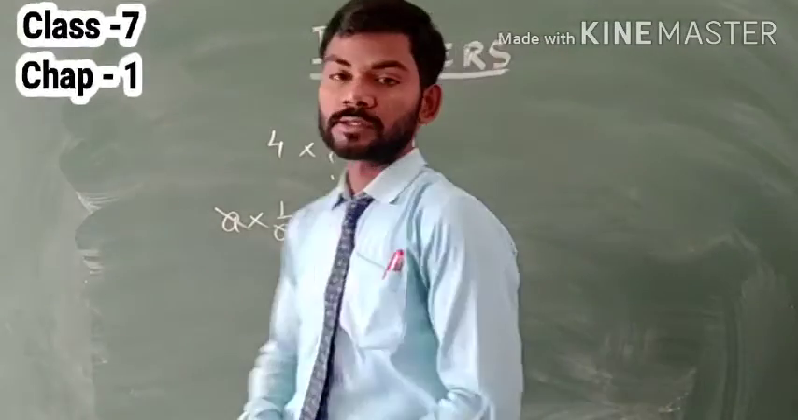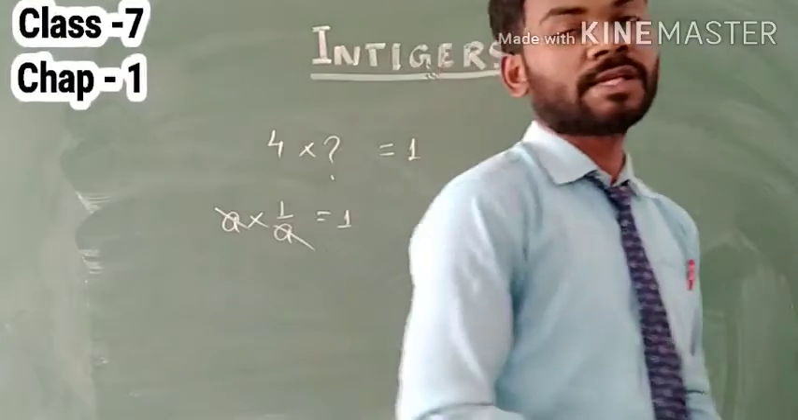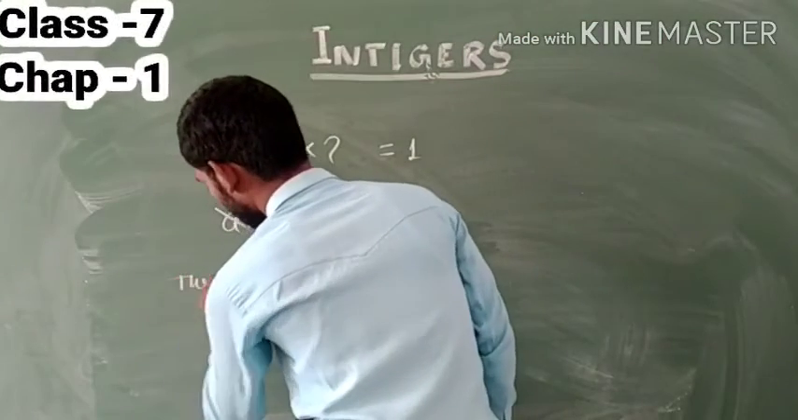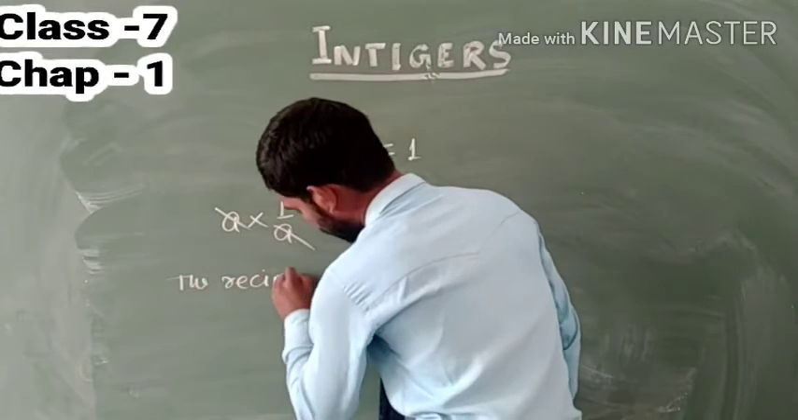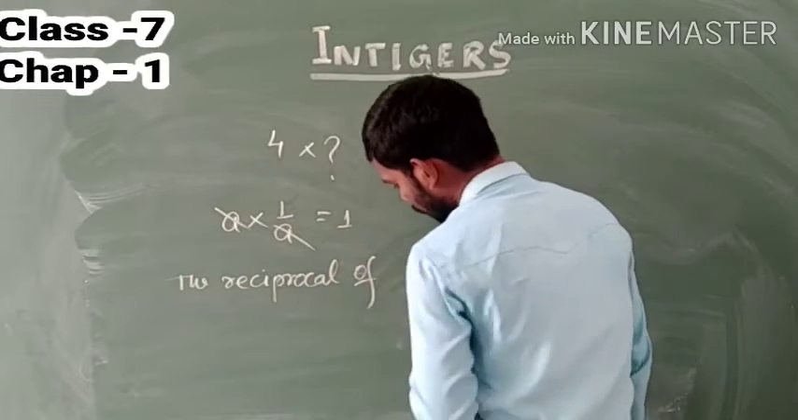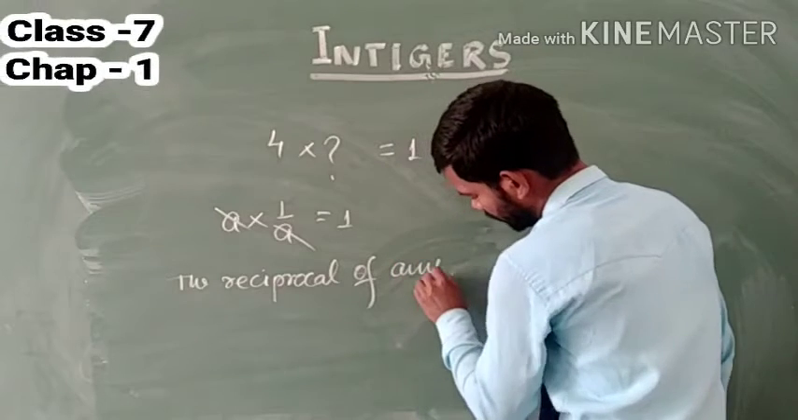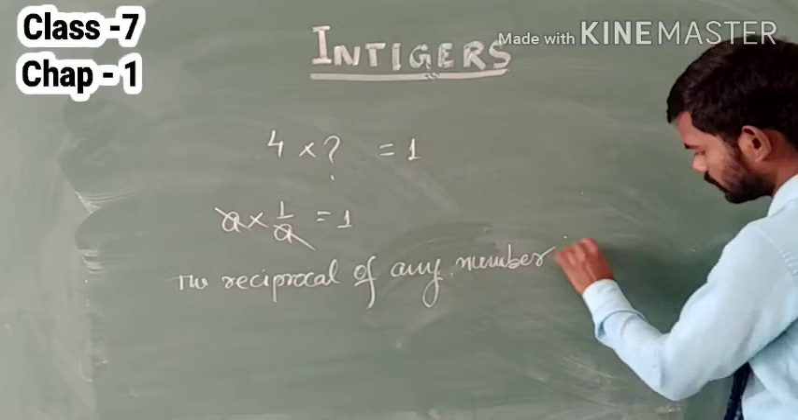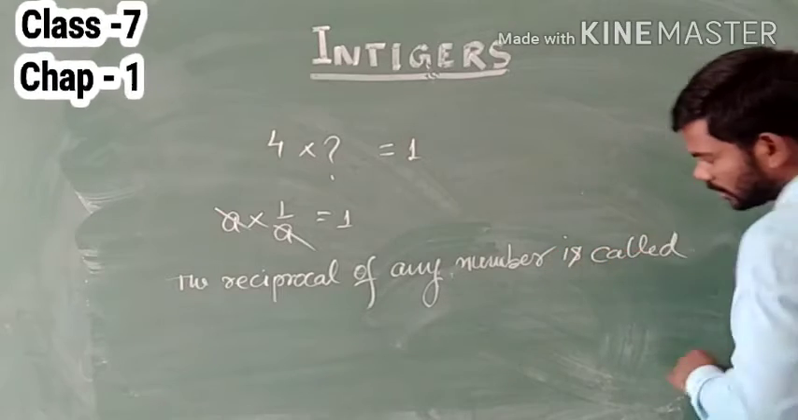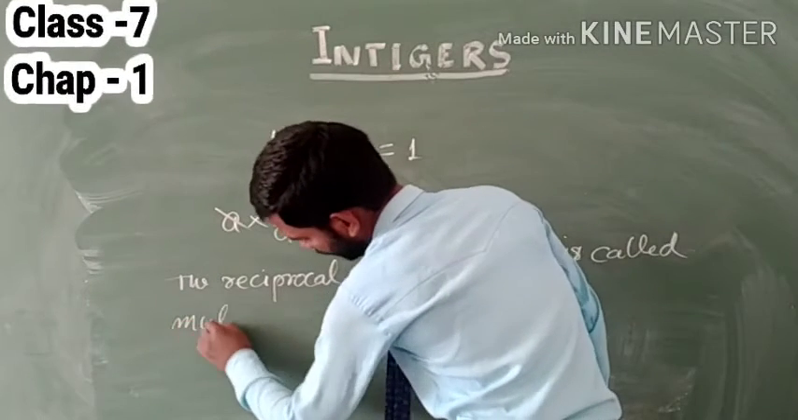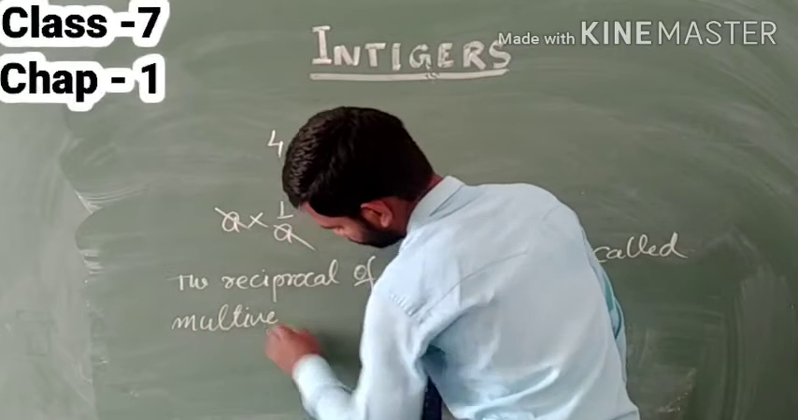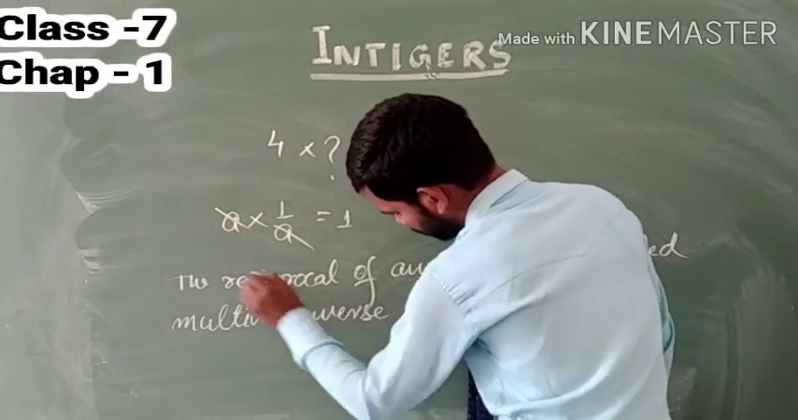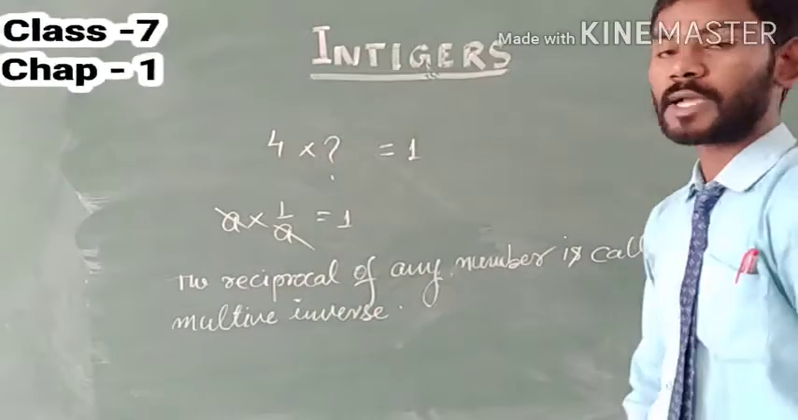So we can say that the reciprocal of any number is called the multiplicative inverse of that number.